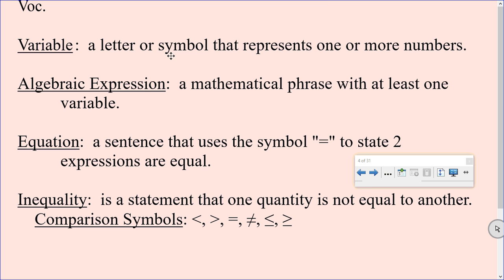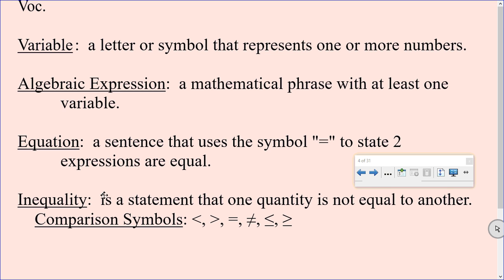A variable is a letter or a symbol that represents one or more numbers. An algebraic expression is a mathematical phrase with at least one variable. And I want you to know an algebraic expression differs from an equation by the equal sign, whereas the equation is a sentence that uses the equal symbol to state that two expressions are equal, whereas the algebraic expression doesn't have an equal sign. So that's how you can tell the difference between the two.